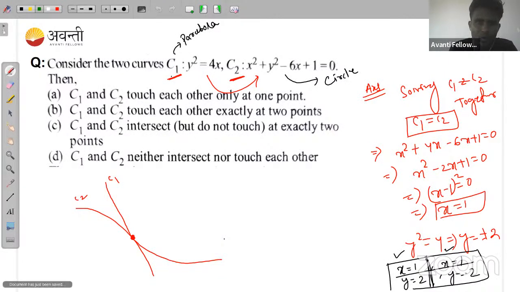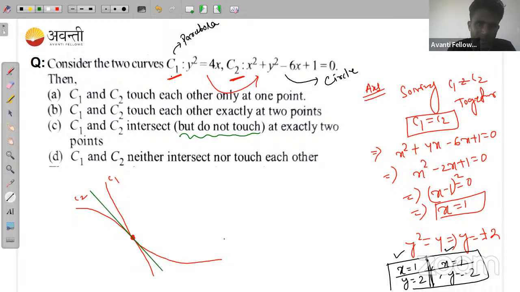Basically, here it is wrong, but do not touch. We have to check it. At exactly 2 points they are not touching. Now we have to check whether they are touching or not. Okay, we know they are intersecting, the intersecting part is done. So what basically we'll do is, if you draw any tangent at the point of intersection, you can think about it.